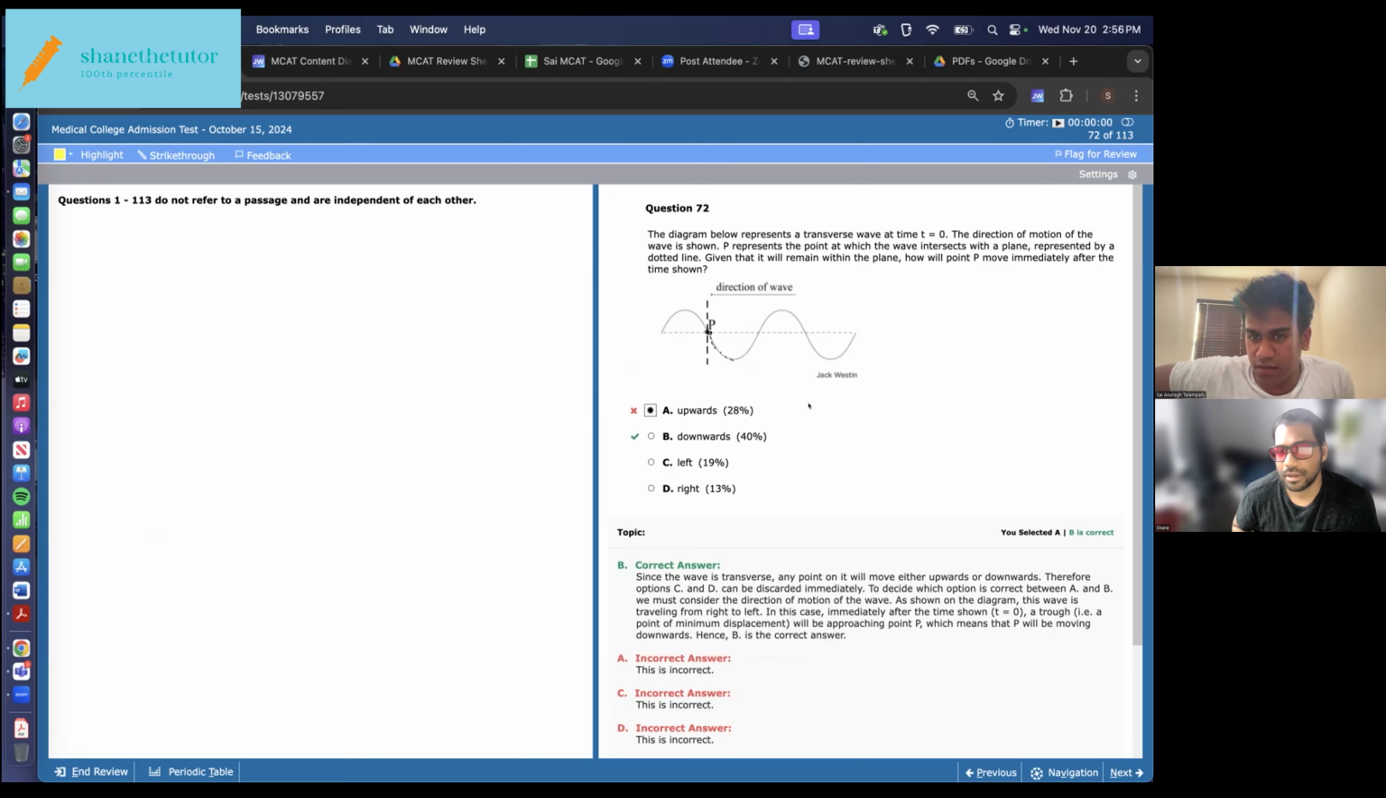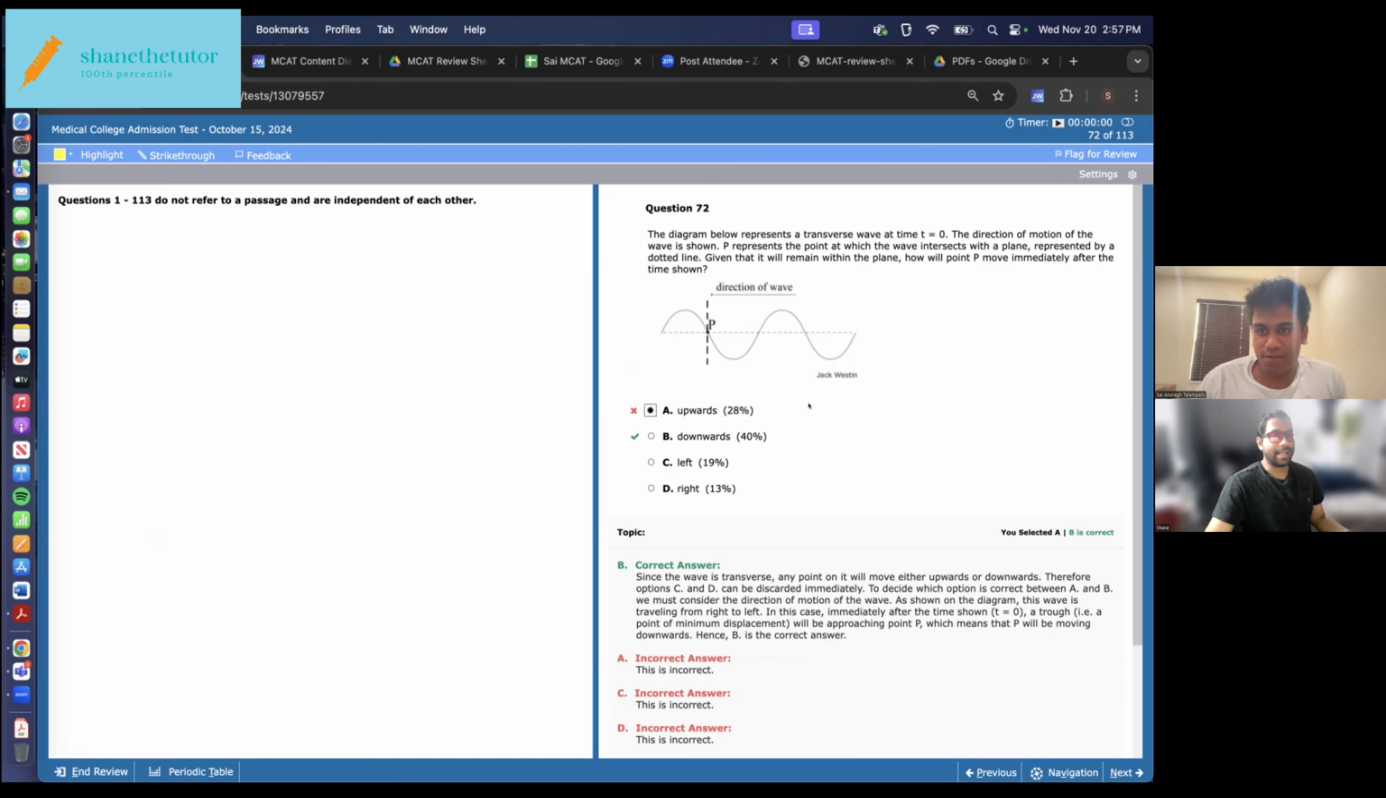Oh, is P a fixed point? The P is not on the wave. No, no. So P is only allowed to go up and down, but the wave is going to the left, which means that by the time the wave, this bottom part like this, reaches here, this P would go down there. Oh, okay, I see what you're saying. That makes sense.